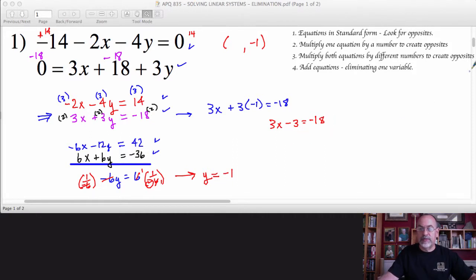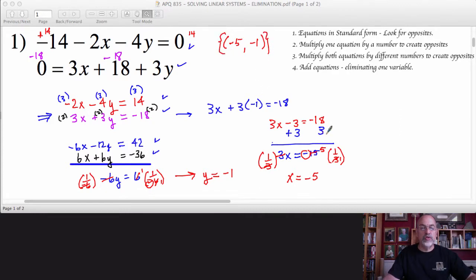I don't have any more like terms to take care of, so I'm going to move this 3 to the other side so I can get that x variable by itself. So 3x. 3 minus 3 is 0. And then negative 18 and 3 is negative 15. I then am going to divide by 3, which means I'm going to multiply by the reciprocal of 3, which is 1 over 3. The 3 is reduced to 1. 1 times x is x. And that 3 and 15 are both divisible by 3. So I have this negative 5 in my numerator over 1. So I have an x value of negative 5. So the solution to this system is the ordered pair negative 5, negative 1.